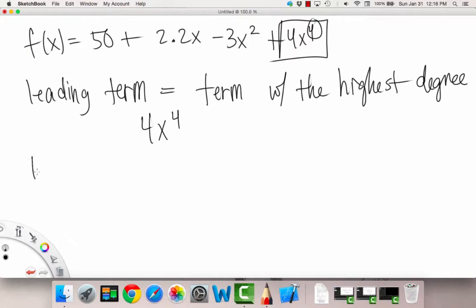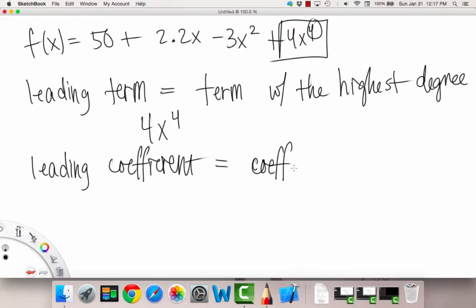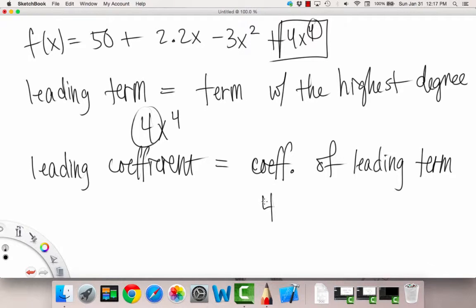The final thing is going to be the leading coefficient. As you might assume, this is basically just the coefficient of whatever your leading term is. That's kind of self-explanatory. I'll just abbreviate: coefficient of your leading term. Whenever you think coefficient, you should think constant or number in front of something. So that just means we're going to pull out this guy in front, and that just happens to be a 4 as well. So that's going to be our leading coefficient.